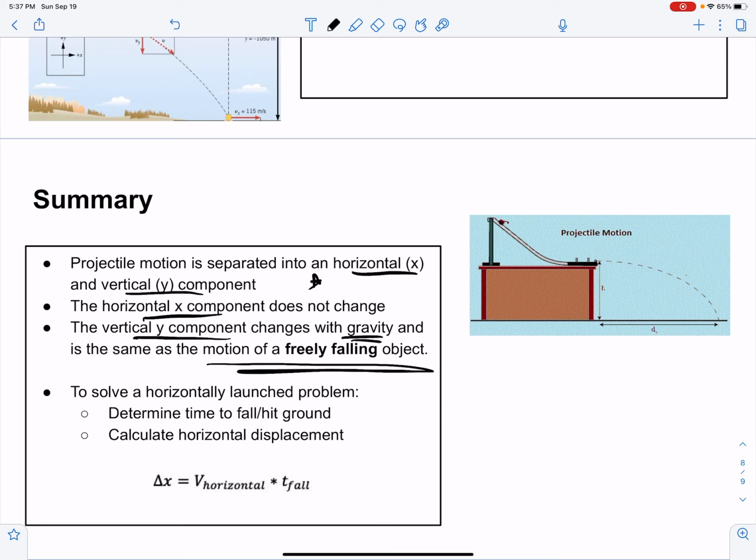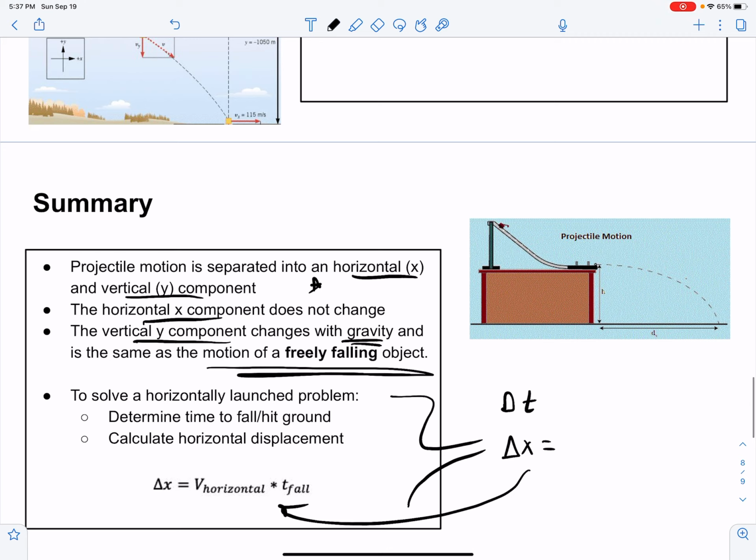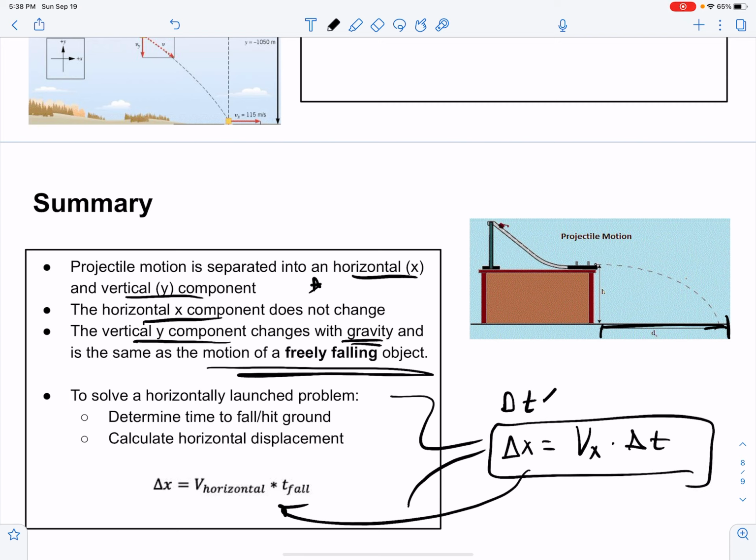In order to solve a horizontal motion problem, we go ahead and find the delta t, the time to fall, and then we plug that into our equation down here and say the overall horizontal distance is going to be equal to the horizontal velocity times the time it was in the air. We get this one from vertical motion, and this one down here is our horizontal motion.